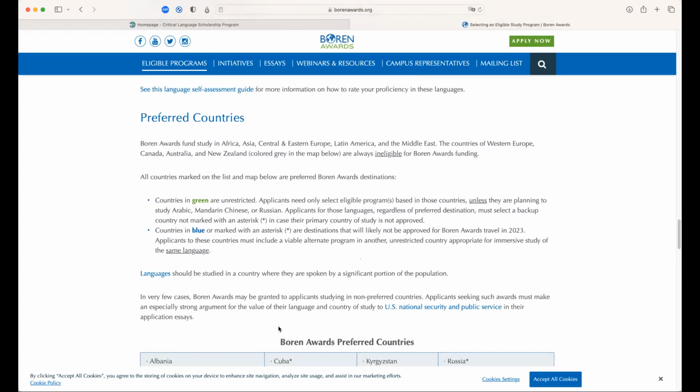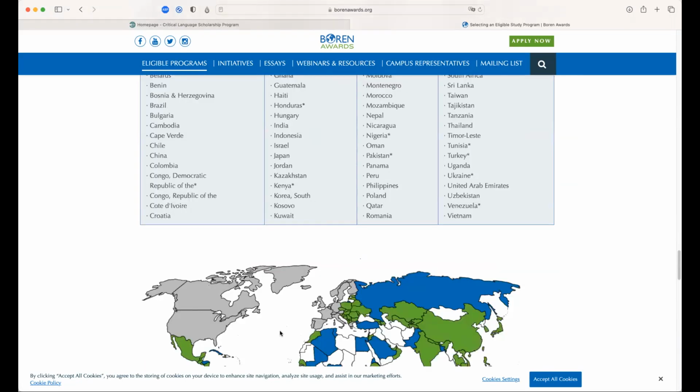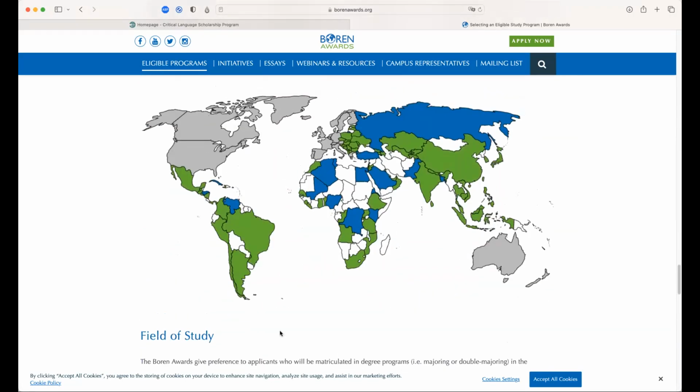Now here, in terms of the preferred countries, we'll see that this is actually most of the world. And we'll just go ahead and look at this map and see that a very large portion of the world has languages that are eligible here. Although you'll see that Mexico is on here, and Spanish is fairly easy to study in the United States, we are looking at a very large portion of the rest of the world that is not the US, Canada, and Western Europe. Australia and New Zealand can come too.